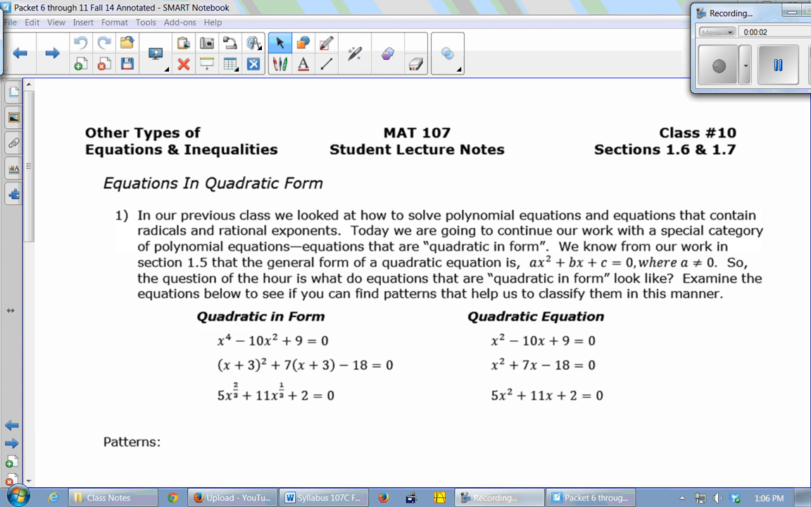Okay, so we're going to look at equations in quadratic form. In our previous classes, we looked at how to solve polynomial equations, radical equations, rational exponent equations. Today we're going to continue our work with some more special categories. The first one being equations that are in quadratic form.